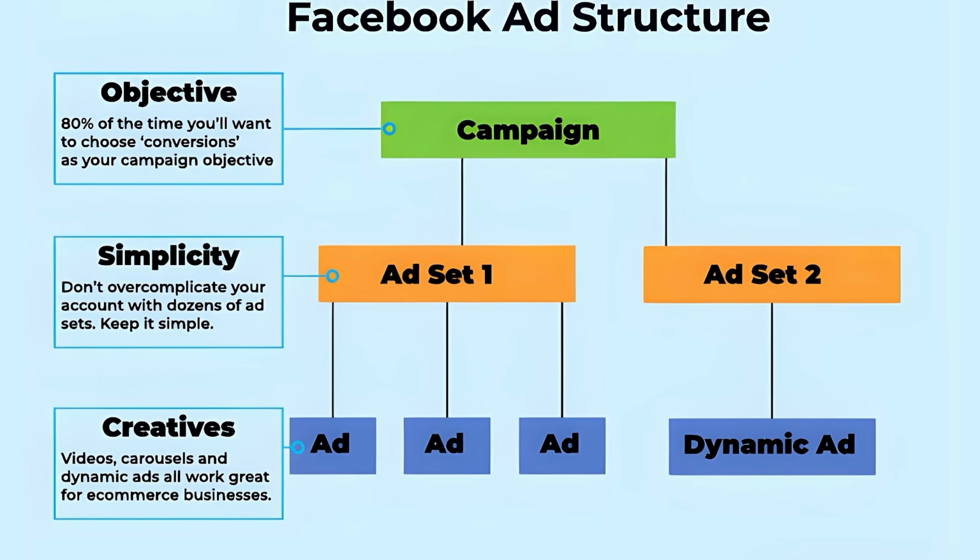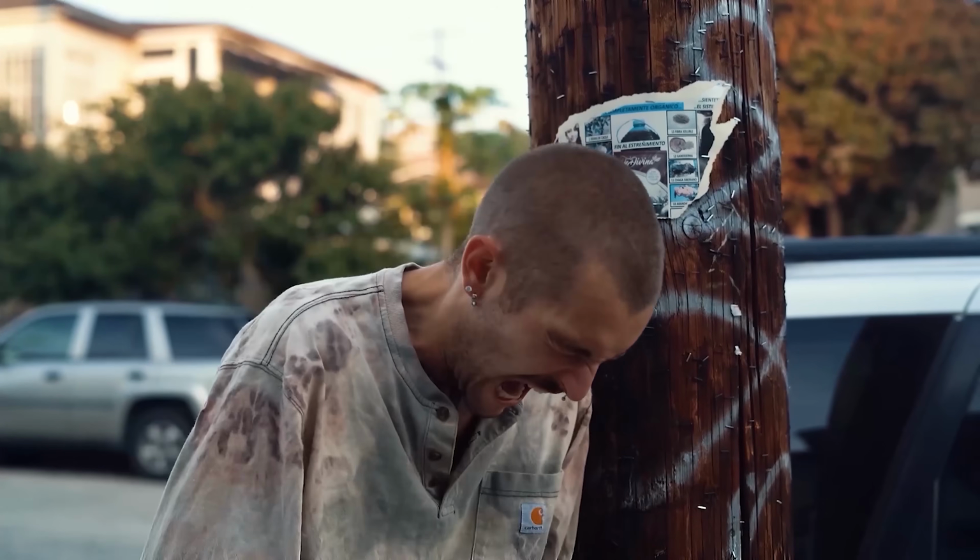Think of this as the why. What are you trying to accomplish at the campaign level? Is it sales? Is it leads? Is it website traffic? Are you looking for messages, more page engagement? Most beginners pick the wrong one and then they blame the algorithm. Stop blaming the algorithm. Don't do that.